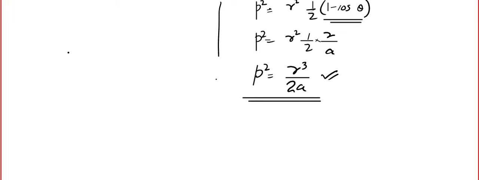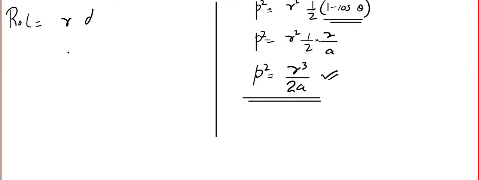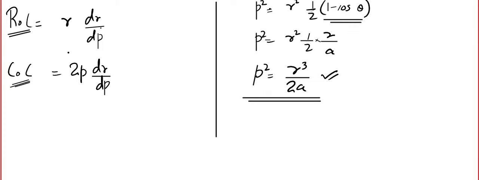Now look at this. What is the advantage of the pedal equation? We can find the radius of curvature and the chord of curvature through the pole very easily. What is the formula for radius of curvature? Yes, it is r into dr by dp. And what is the formula for chord of curvature through the pole? That is 2p dr by dp. So you have to understand one thing. Whether you want to find radius of curvature or chord of curvature, the first thing you have to find is dr by dp. That we can find very easily from here.